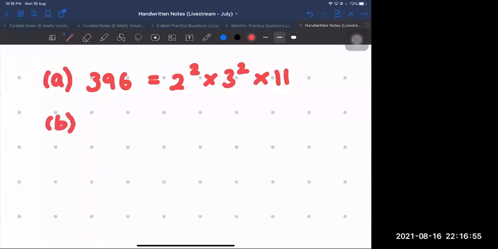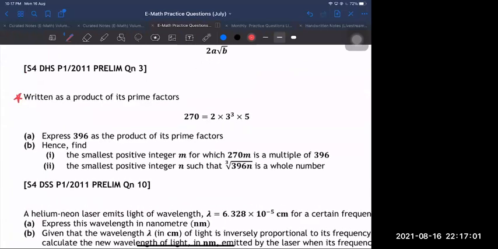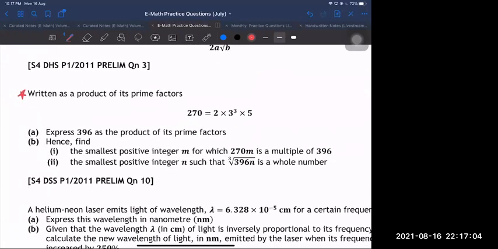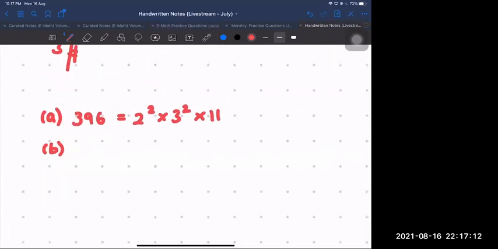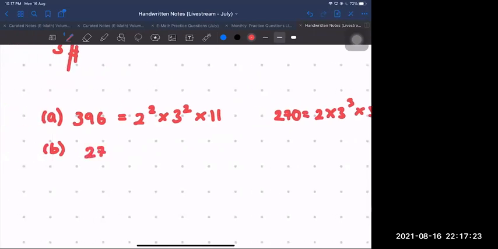Okay. Part B. Now, I hope everyone has the question paper, so I don't need to move from paper to paper. But never mind. Hence, find the smallest positive integer m such that 270m is a multiple of 396. So what I'm going to do right here is I'm going to write out the value of 270 as well, and this is 2 times 3 cubed times 5. Now, the question is saying that we need 270m to be a multiple of 396.